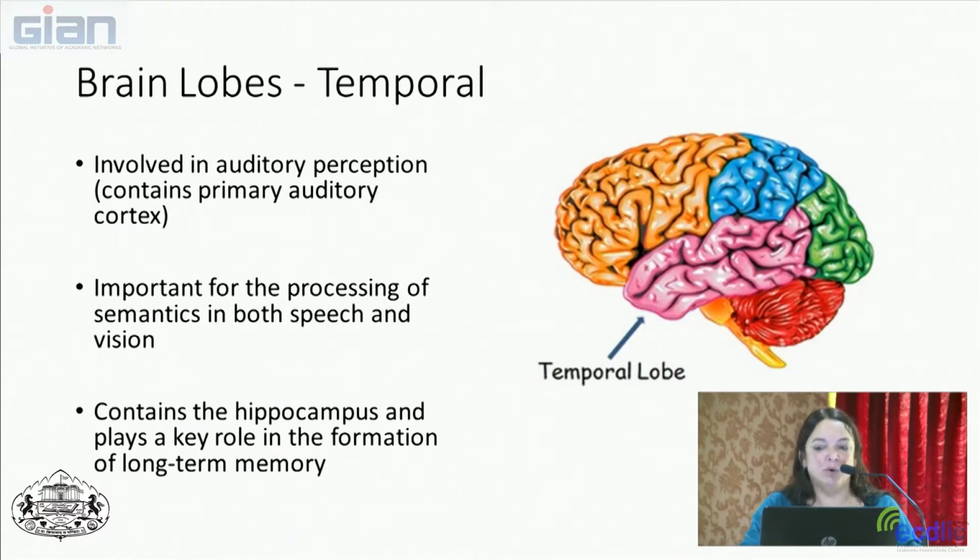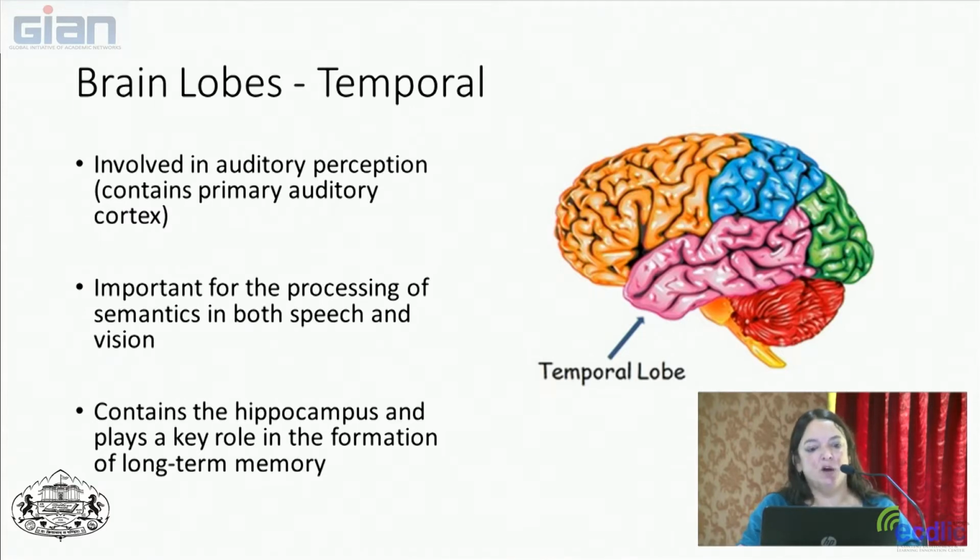Okay, the temporal lobe sits, you have a left and right temporal lobe, and it sits below the parietal and a little bit behind the frontal. The temporal lobe is involved with auditory perception, so with sounds. And again, we'll see it in the next lecture where the sound centers are located and the areas that process the sounds that we hear.